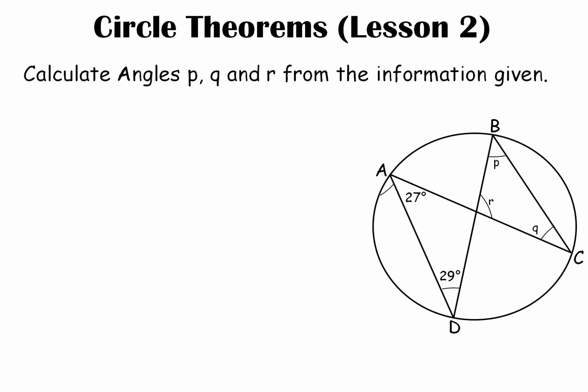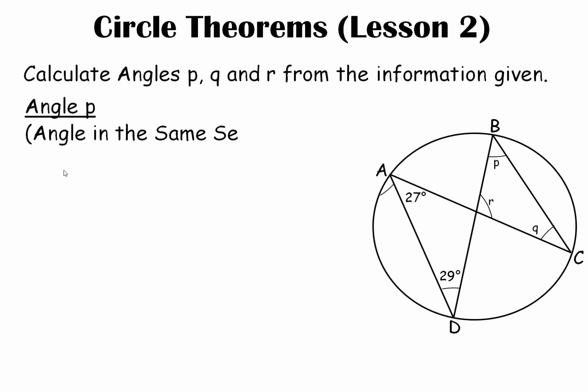Calculate angles P, Q, and R from the information given. This is the diagram, and we have angles P, Q, and R. So we have to find these respective angles.